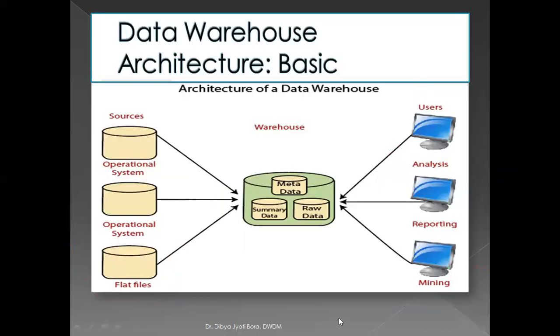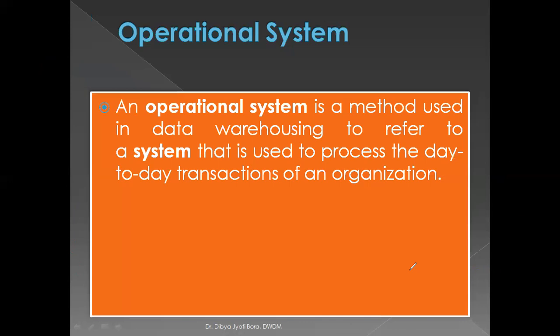Now, the term I have used here is operational system. What is that? So operational system is a term used in data warehousing to refer to a system that is used to process the day-to-day transactions of an organization. Forget about day by day, every minute, different transactions are going on, right?